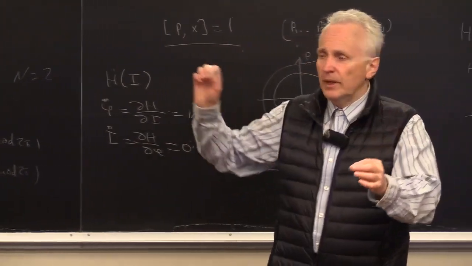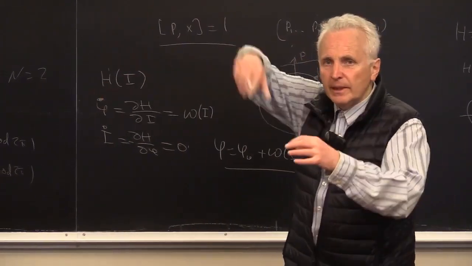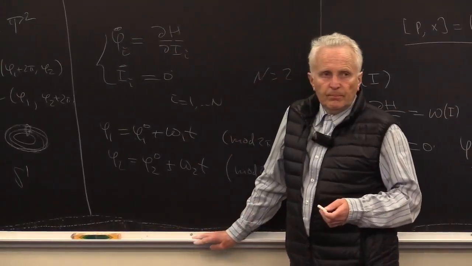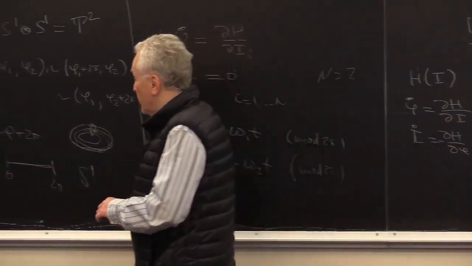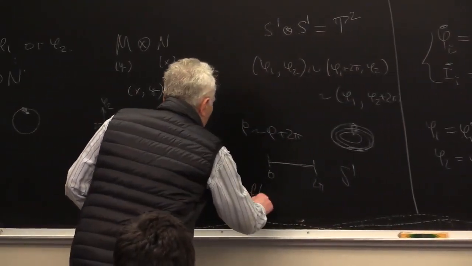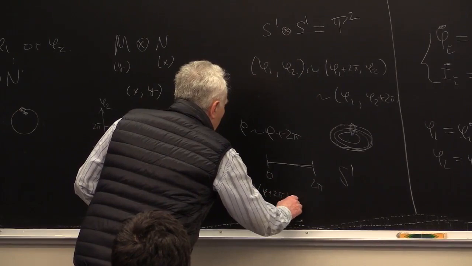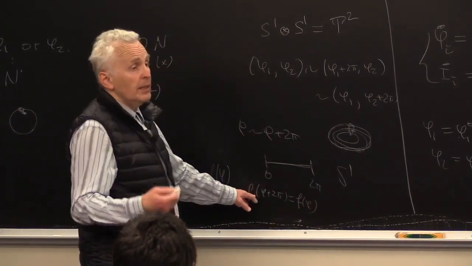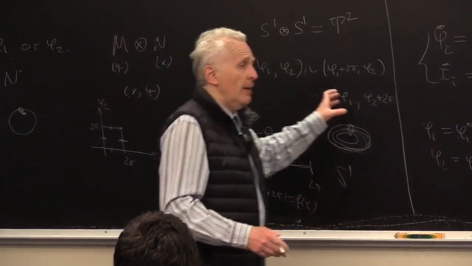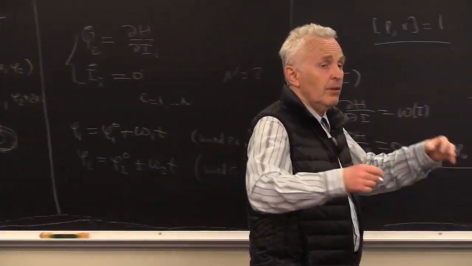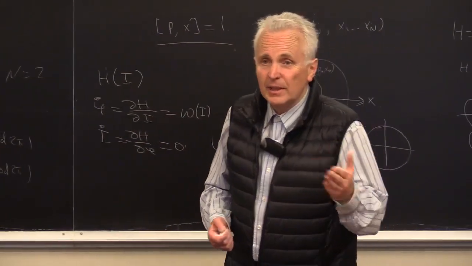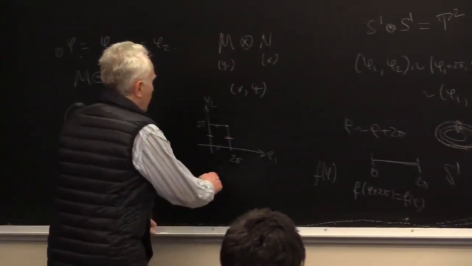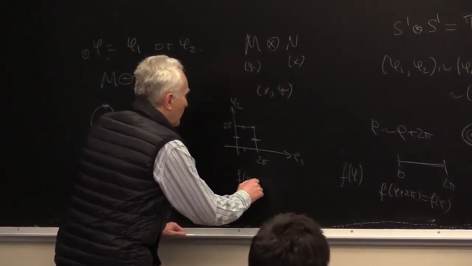A function means that you take a point on the manifold and assign a value. They must be periodic: f of phi plus 2 pi is f of phi. The set of such functions defines the manifold. Instead of saying we have a circle, you can say we have a set of functions which are periodic. Now here we have a set of functions which are periodic with respect to two variables.